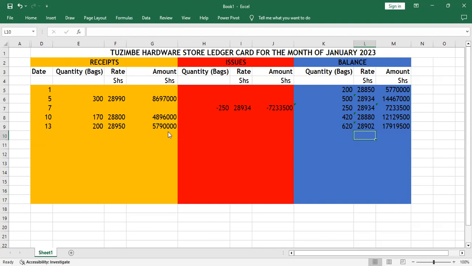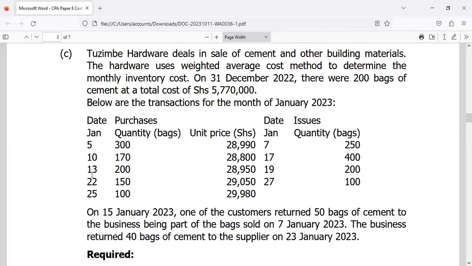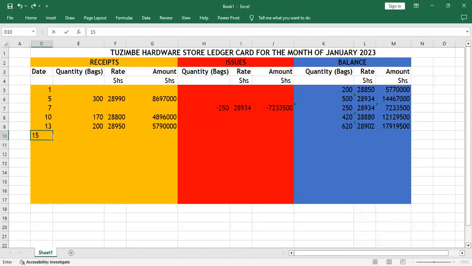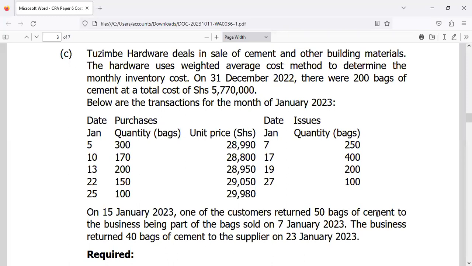Now from 13th, I take you back to the question. I think we can now deal with the transaction on 15th, where one of the customers returned 50 bags of cement. Since it's a return by the customer, we'll record that as a receipt. But now, how would we value these bags returned? The question is very clear. One of the customers returned 50 bags of cement to the business, being part of the bags sold on 7th January 2023. Let's check on that.